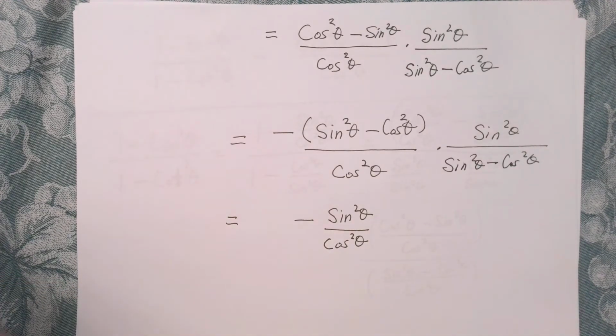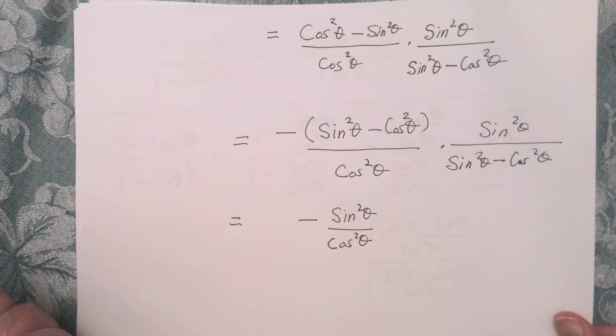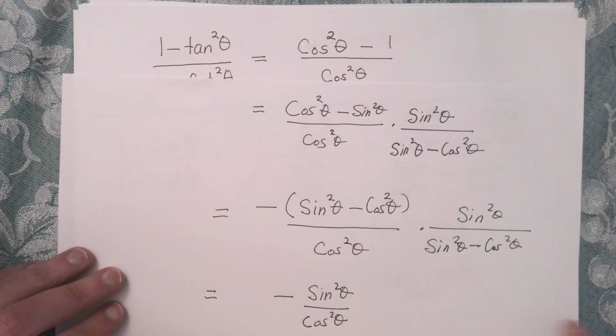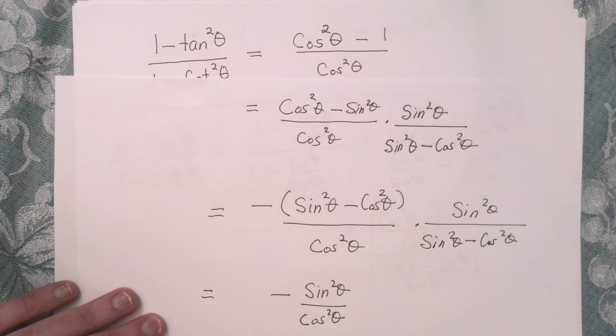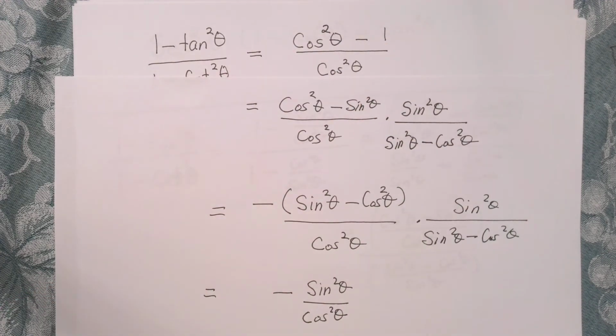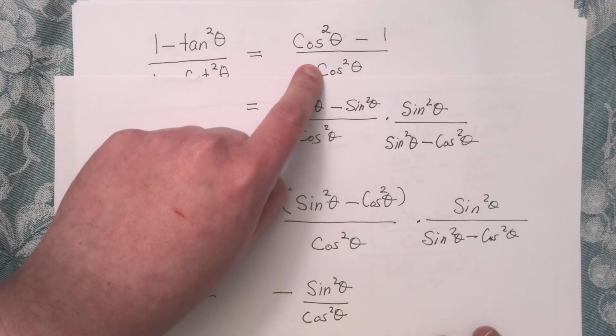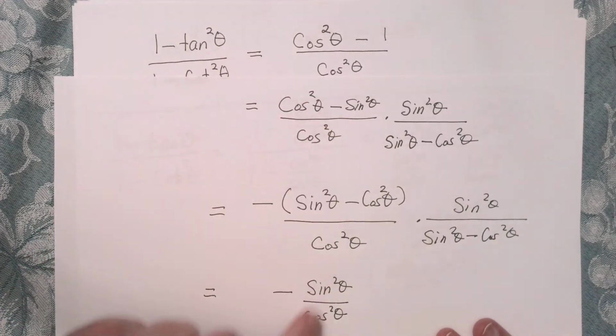Now, it might be tempting to call this tangent squared, but think about where you're trying to land, right? I want to land here. I don't want to land at anything involving tangents. So I think we're good with the denominator. We shouldn't do anything else with the denominator.